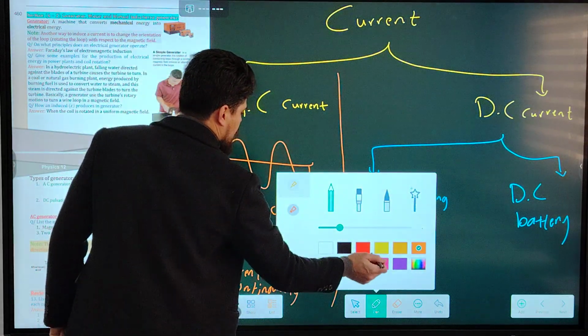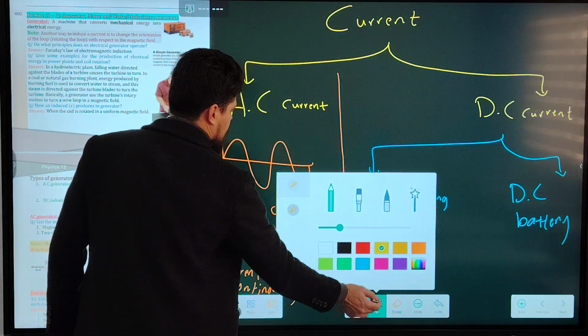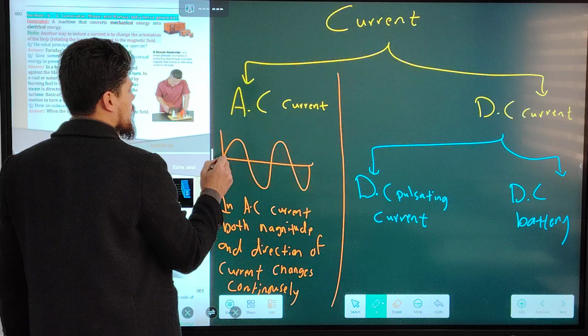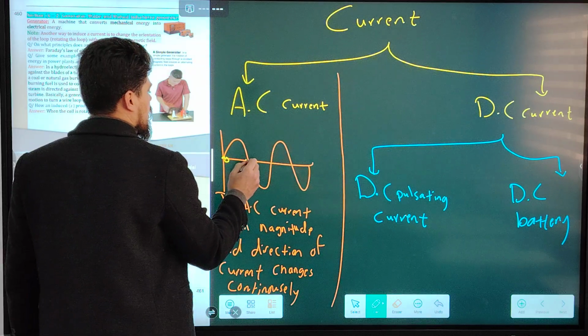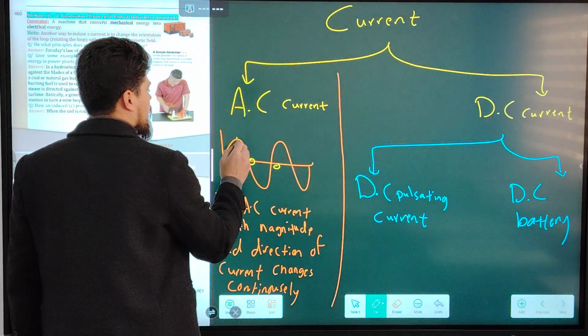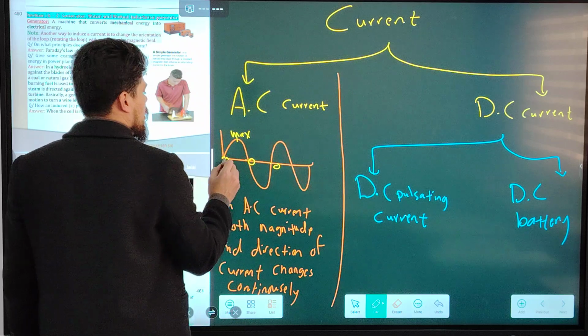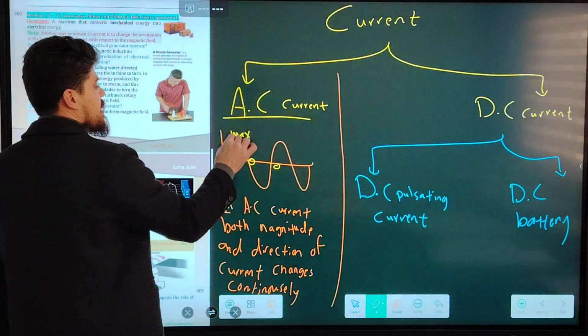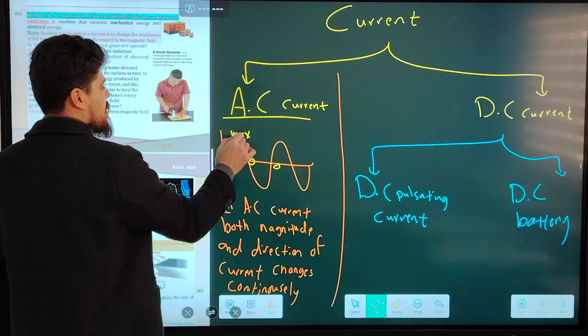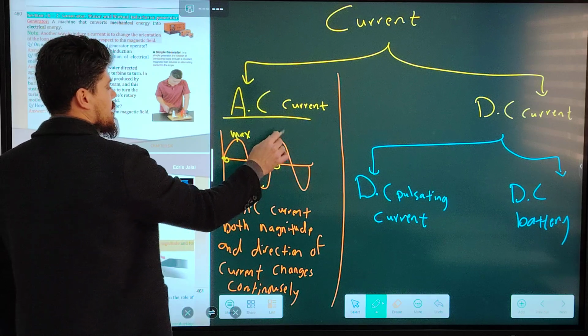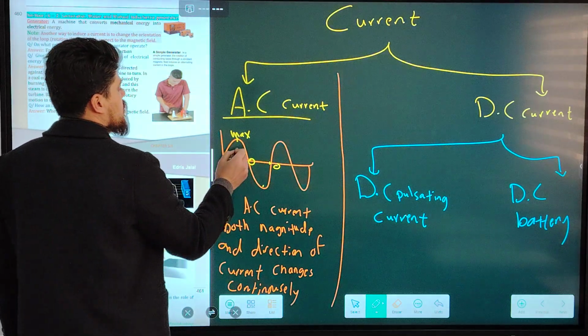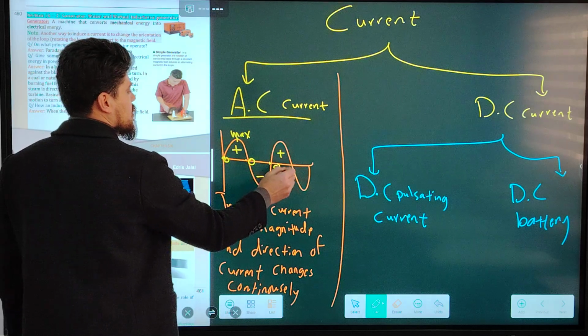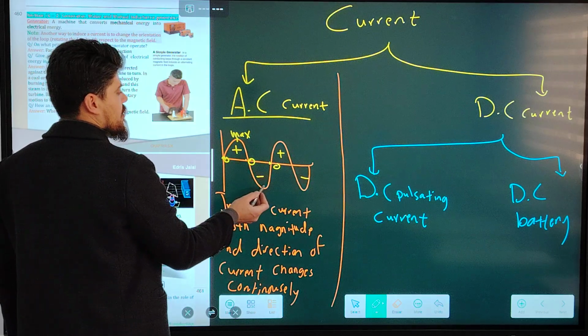Look, during the generating AC current, the magnitude of the current here is 0. Also at this point is 0. But here is maximum. What happened to the magnitude of the current during AC current? Its magnitude changes continuously: 0, maximum, 0, maximum, 0, maximum. So how about the direction? The direction also changes continuously. Here we have positive, here we have negative.